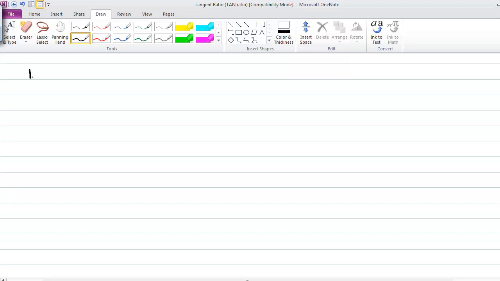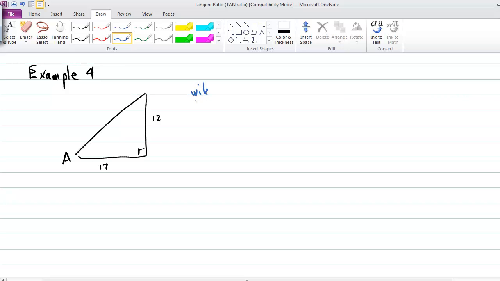So if I drew this picture right here, example number 4, again, not to scale, and my side is 12 and my side is 17, and I want to figure out angle A. Well, again, I could use Pythagoras to find the other side, but I can't use Pythagoras to know what to do. But what I can do, in getting myself started, is write down what I know. Relative to angle A, 12 is opposite. And relative to angle A, 17 is adjacent. And I want to know angle A.